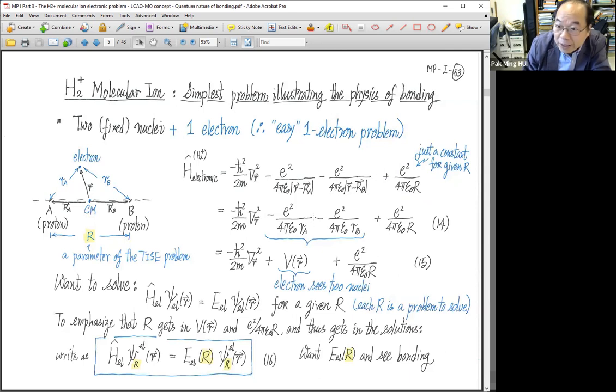So get a feeling for what the electron feels in this problem. The electron is under the influence of a Coulombic attraction due to center A and center B. So if I write this as a single-electron potential energy function felt by the electron, it is what it sees, the two terms combined. We want to solve this electronic Schrödinger equation. We want to see in particular, trying different R, what this profile is.